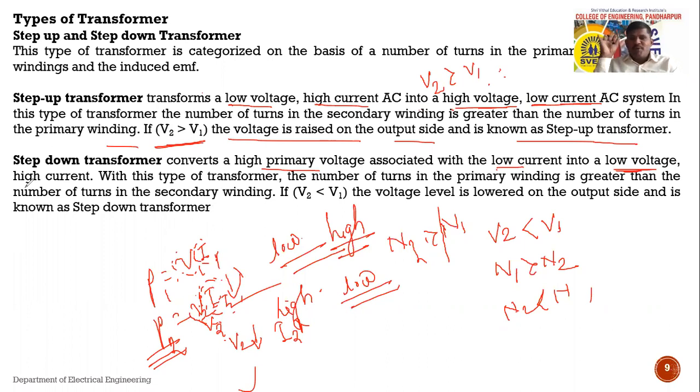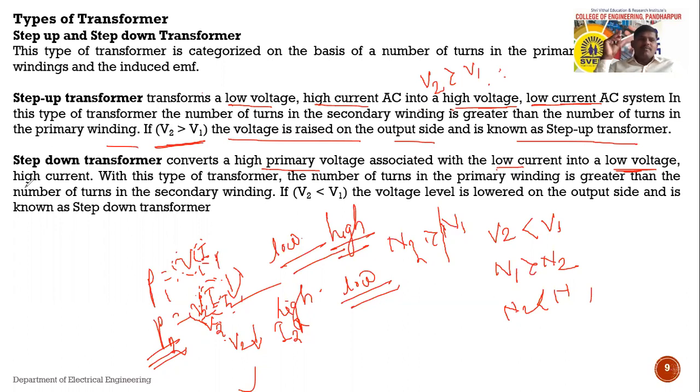It is also from the MCQ point of view. With this type of transformer, the number of turns in the primary winding is greater than that of secondary. That is V2 is less than V1, and we can call it the secondary voltage. It will be less than that of primary. So we can call it a step down transformer.